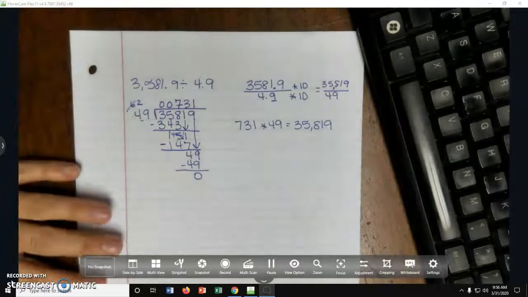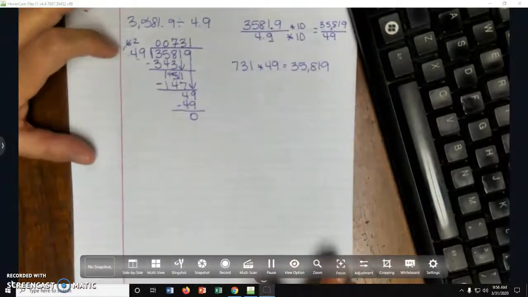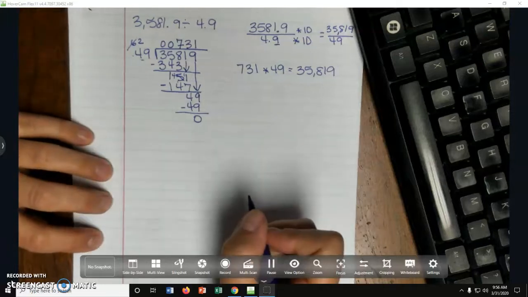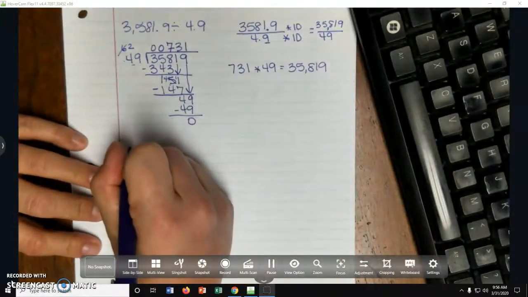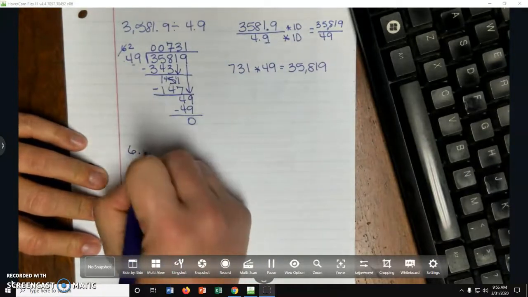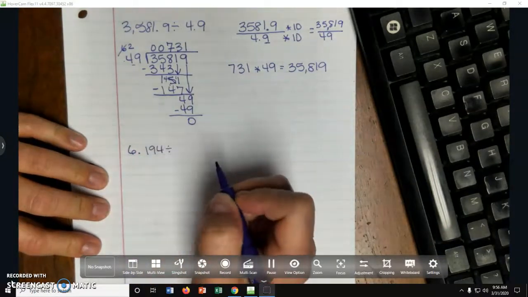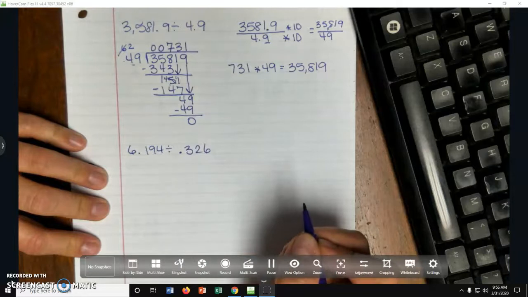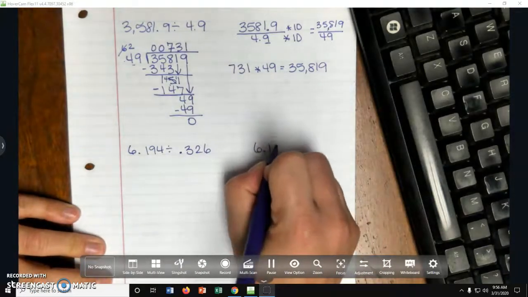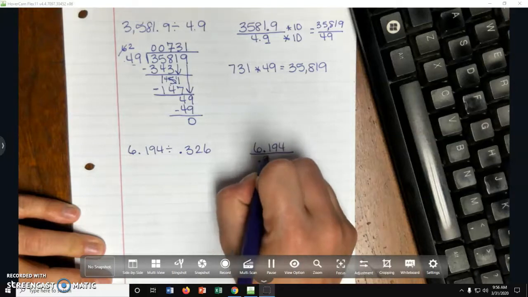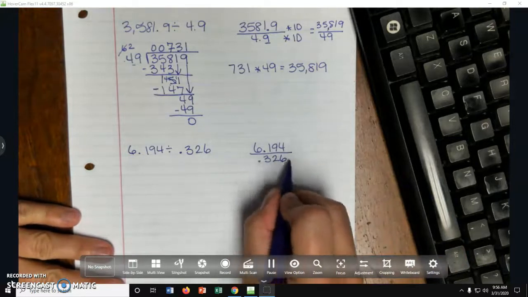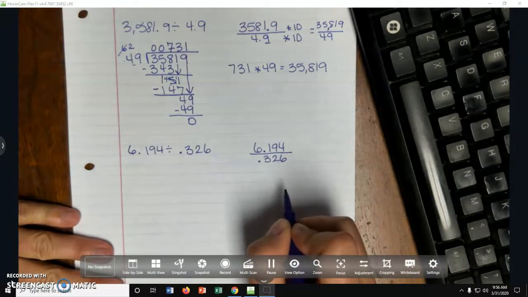All right, really quick, let's go ahead and do one more example. Let's do this one here. It is 6 and 194 thousandths divided by 326 thousandths. Remember, this is my divisor. This is what I have to clear the decimal out of.